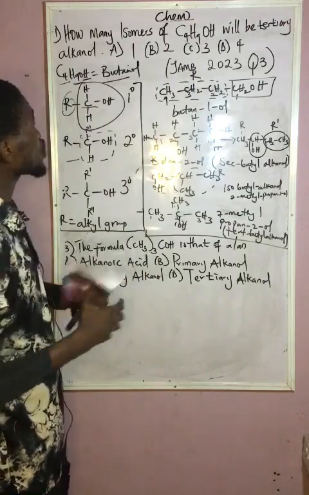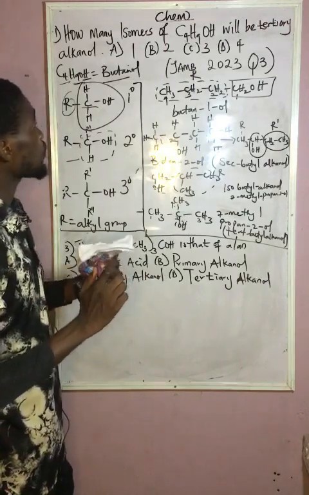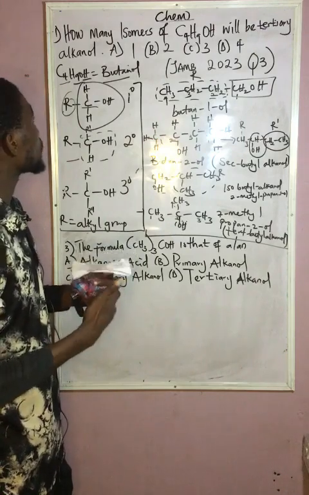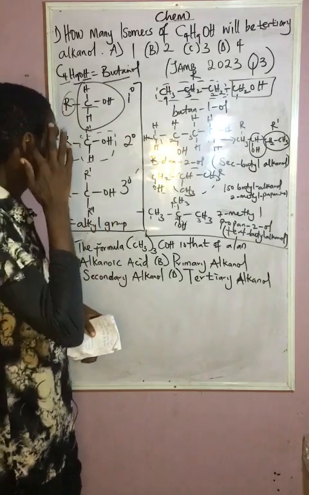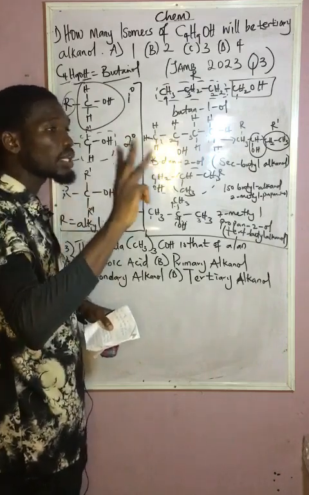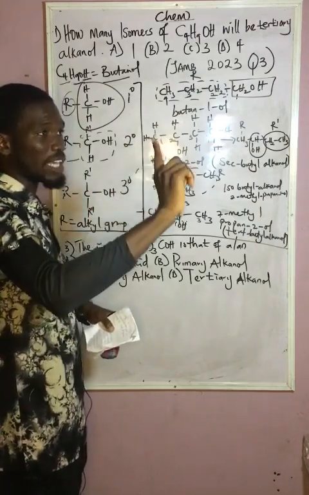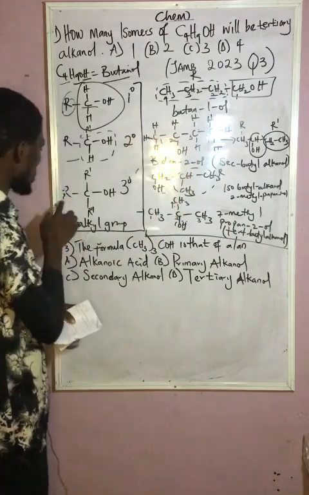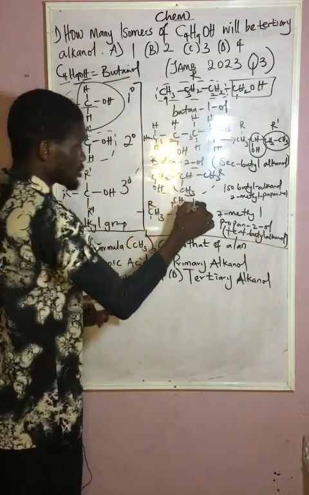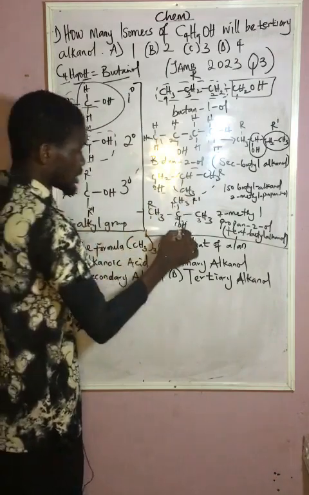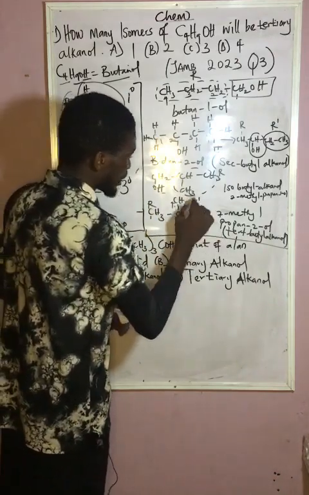It states how many isomers of C4H9OH will be tertiary alkanol. That is, it is very simple. 3 alkyl groups are attached to one carbon atom with OH, which is this. This is one R. This is the second, R prime. This is the third, R prime prime. Are you with me now?